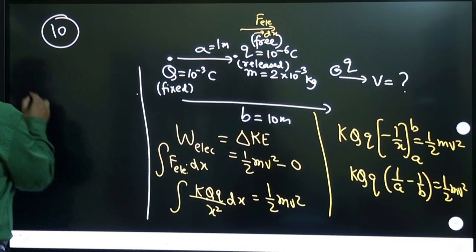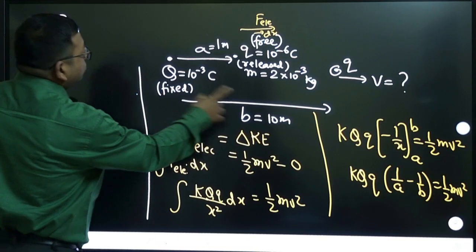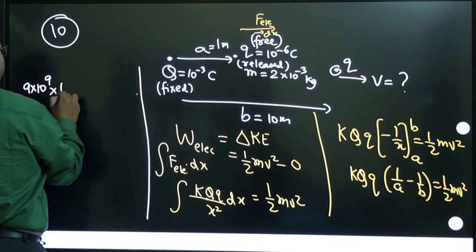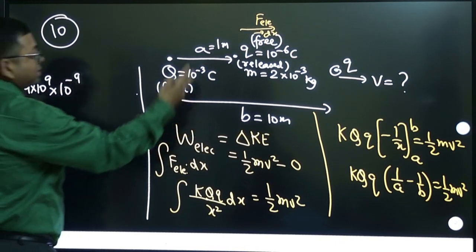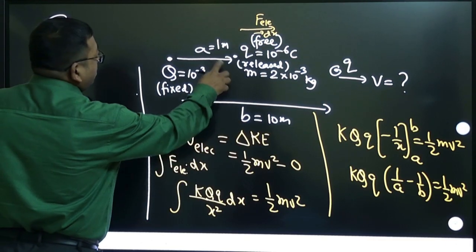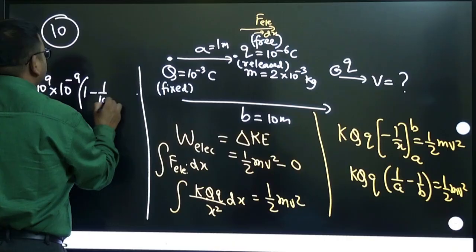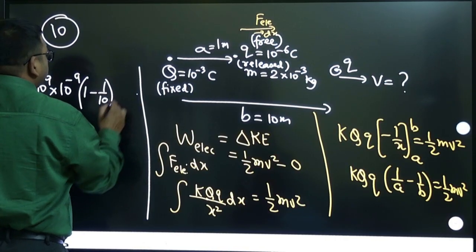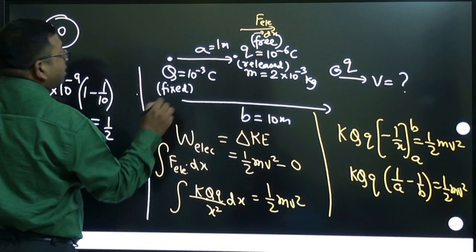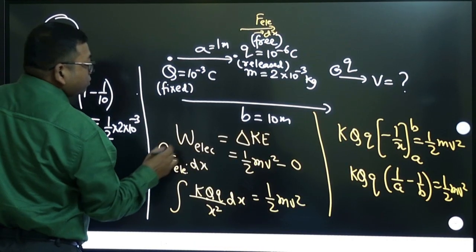Substitute. K is how much? 9 into 10 to the power 9. Capital Q and small q multiply, so 10 power minus 3, 10 power minus 6, so 10 to the power minus 9. The product of charges has become that. Then 1 by a minus 1 by b, 1 minus 1 by 10. This has become equal to how much? Half, and what is the mass? 2 into 10 to the power minus 3, into v square.